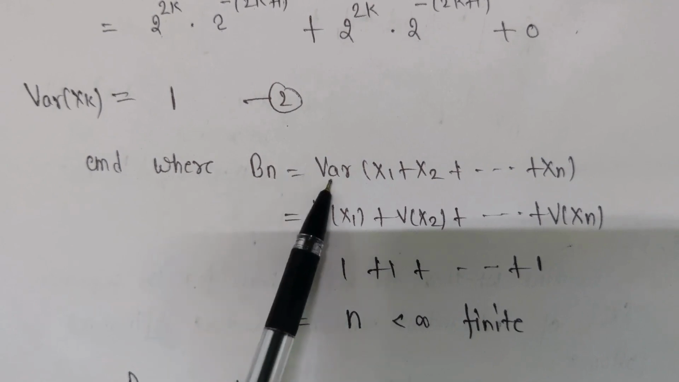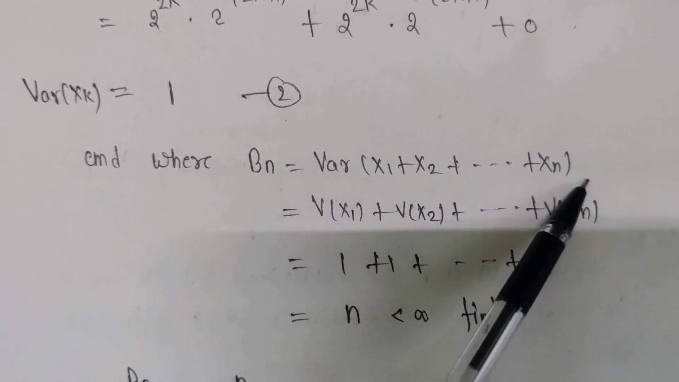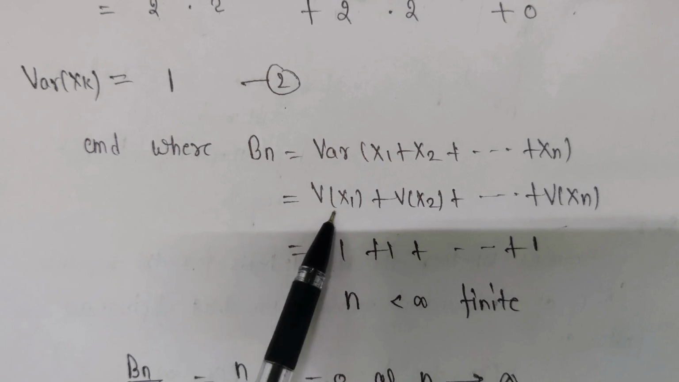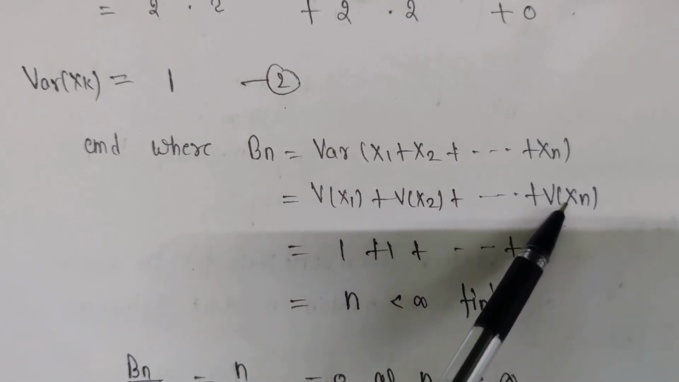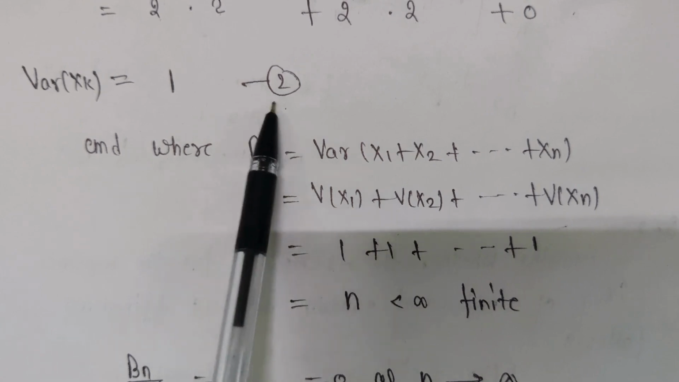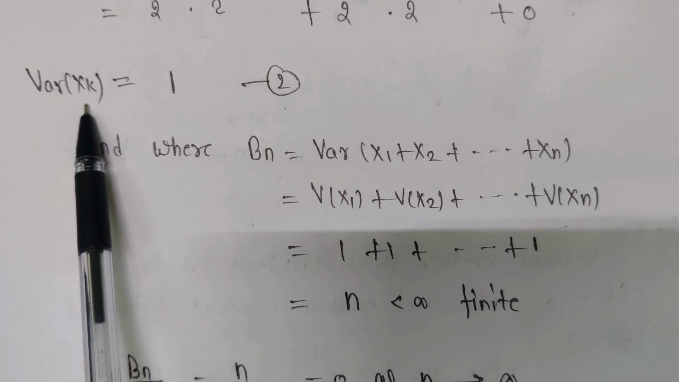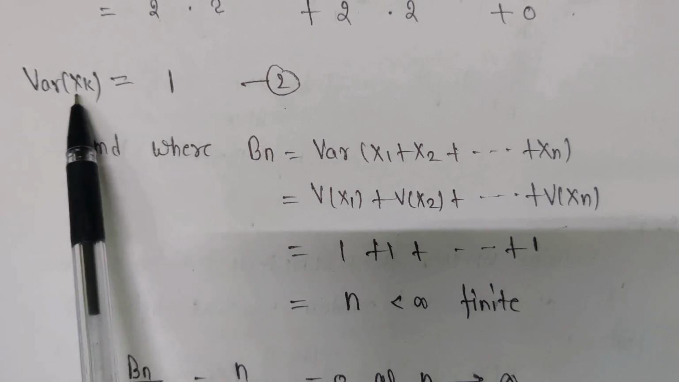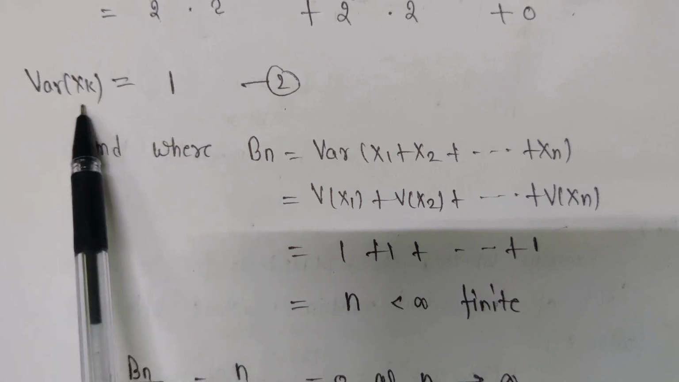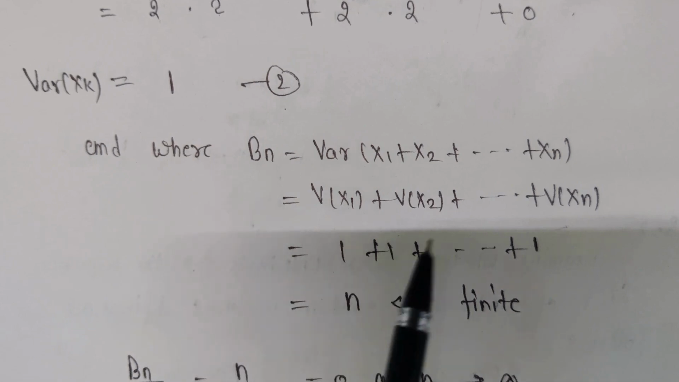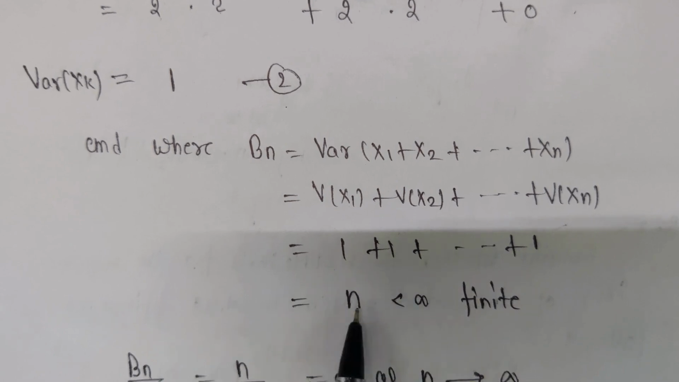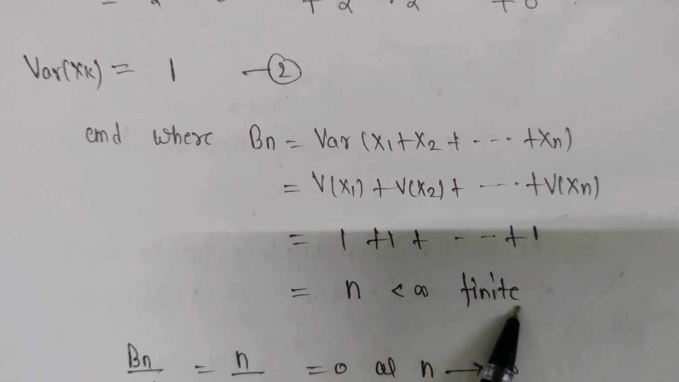We know that bn is equal to the variance of the sum of the random variables, and all the xi's are independent. So you can write it as variance of x1, variance of x2, and so on, plus variance of xn. And for the variance of x1, just simply put k equal to 1 in equation number 2. So what we will get: variance of x1 is 1, variance of x2 is 1, variance of x3 is 1, variance of xn is 1. So now the result is 1 plus 1 plus and so on, 1. Okay, so the final result for bn is n, and n is a finite value.